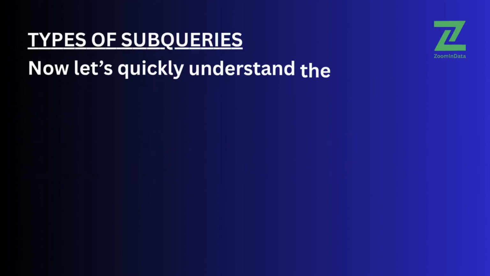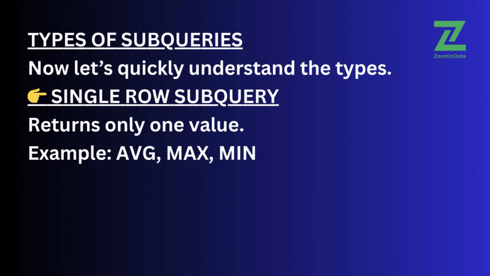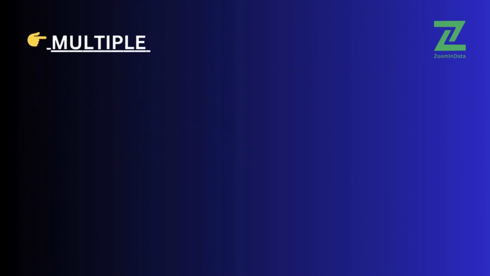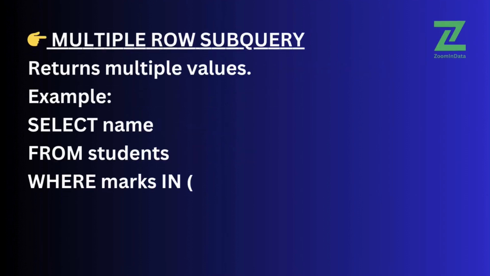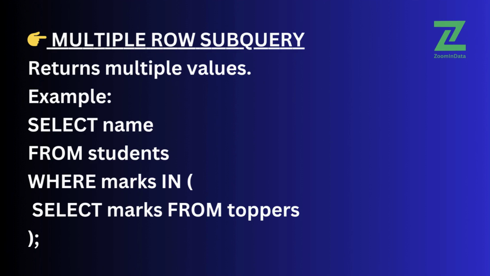Types of subqueries. Now let's quickly understand the types. First, single row subquery returns only one value, for example, average, maximum, minimum. Second, multiple row subquery. This returns multiple values, for example, finding students whose marks match any value from another list.